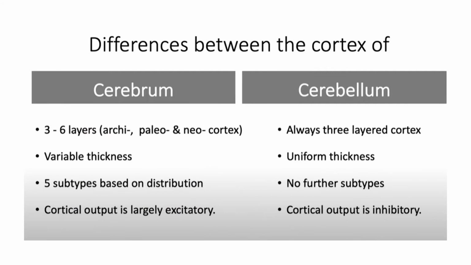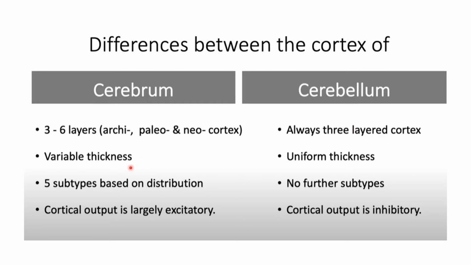So you can differentiate the cerebrum, which has 6 layers in the neocortex, from the cerebellum. We have 3 to 6 layers of the neocortex. Archicortex is the older cortex. There may be only 3 layers present, and in between is the paleocortex. And cerebellum, whether it is archicerebellum, paleocerebellum, or neocerebellum, is a 3-layered cortex.